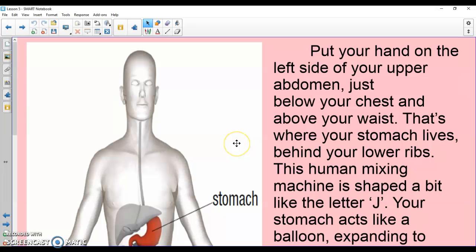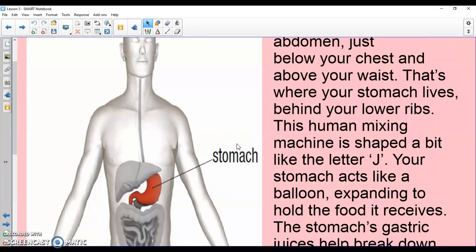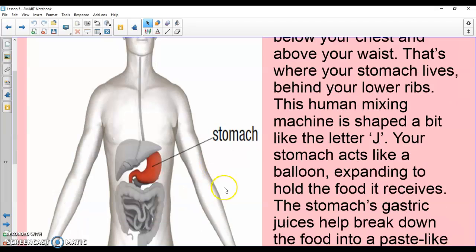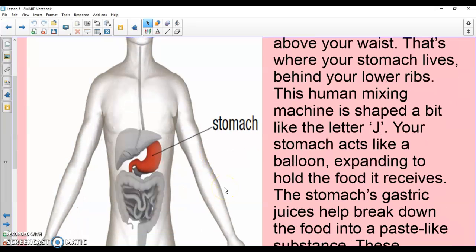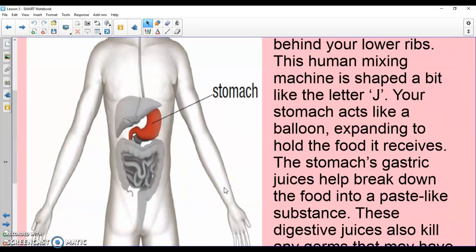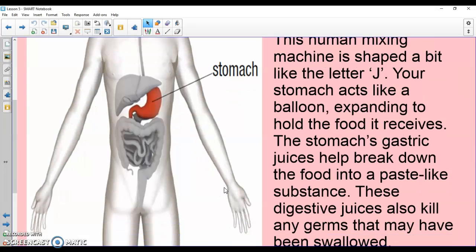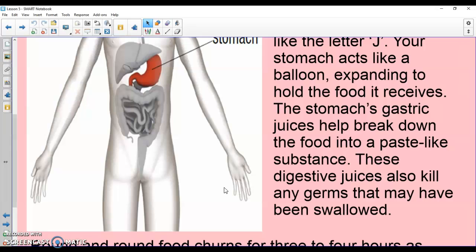Put your hand on the left side of your upper abdomen, just below your chest, and above your waist. That's where the stomach lives, behind your lower ribs. This human mixing machine is shaped a bit like the letter J. Your stomach acts like a balloon, expanding to hold the food it receives. The stomach's gastric juices help break down the food into a paste-like substance.